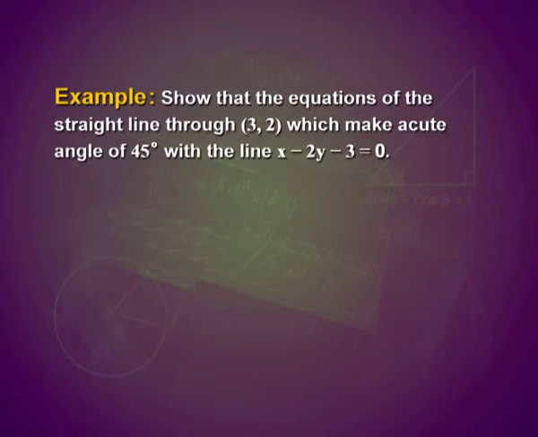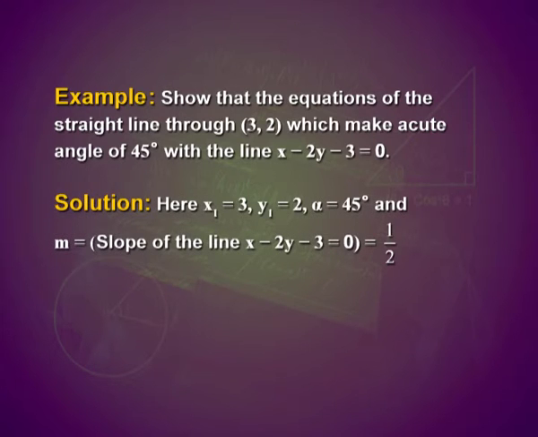Show that the equation of the straight line through 3, 2 which makes acute angle of 45 degrees with the line x minus 2y minus 3 is equal to 0. In the solution we have here x1 is equal to 3, y1 is equal to 2, alpha is equal to 45 degrees and m is equal to slope of the line x minus 2y minus 3 is equal to 0, that is equal to 1 upon 2.